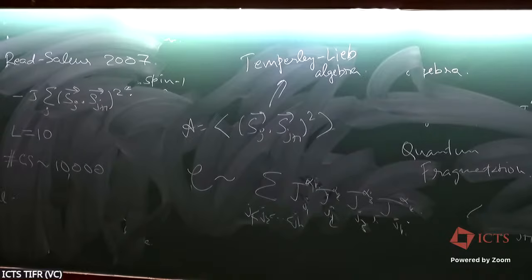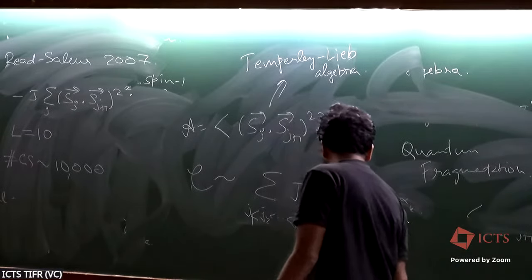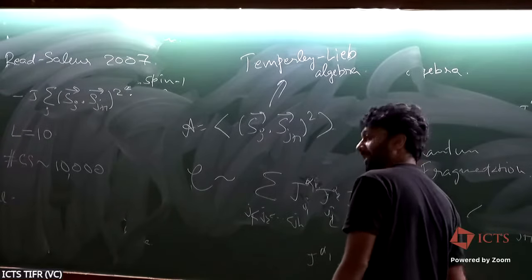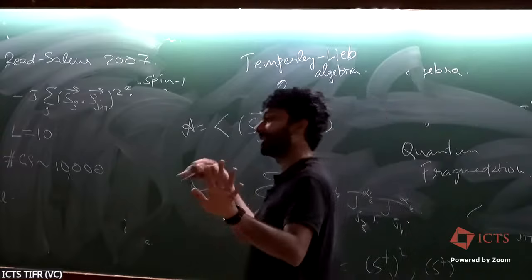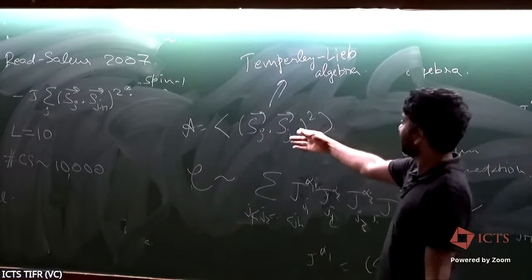Yeah, so these are some raising operators. Now I don't remember the exact form. So these are something like S plus square or some S plus. And there are some strings of these S plus square and S minus square, which commute with each of these terms.